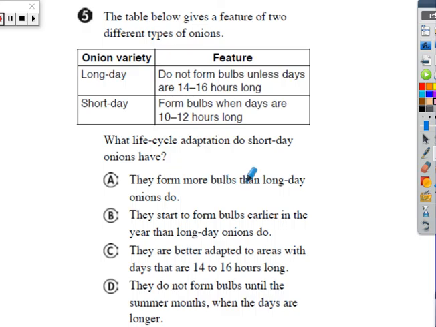They form more bulbs than the long day onions do. Is that what our graph up here tells us? They start to form bulbs earlier in the year than the long day onions. Is that what that tells us up here? They are better adapted to areas with days that are 14 to 16 hours long. Is that what it says up here? They do not form bulbs until the summer months when the days are longer. Is that what it says up there?